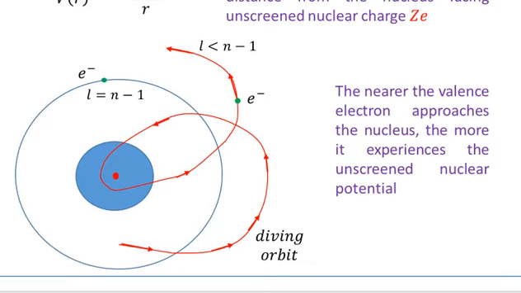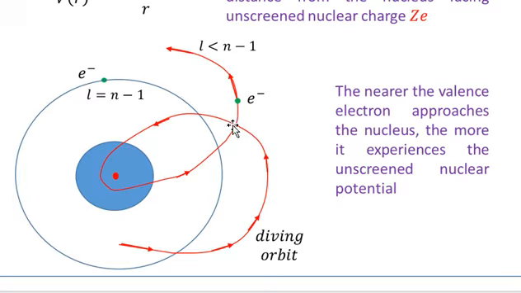But you see that here I have shown a diving orbit. This is the orbit of the Sommerfeld model. That is, it may have an elliptical shape, and the orbit may dive into the inner cloud of the charges, and then it can move out of that in specific elliptical orbits. So these are the diving orbits of Sommerfeld. The nearer the valence electron approaches the nucleus, the more it experiences the unscreened nuclear potential.